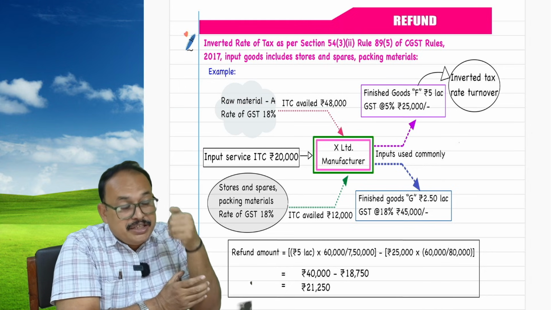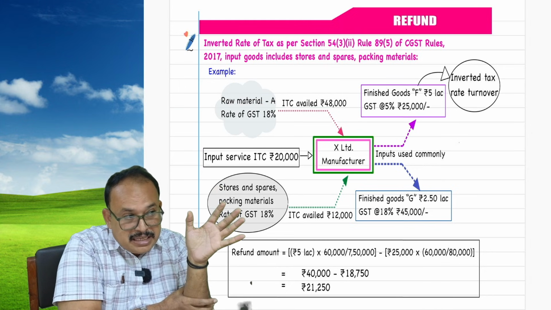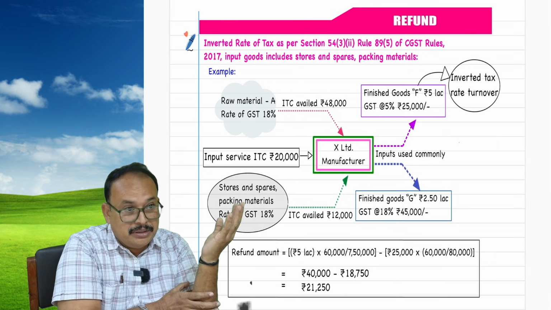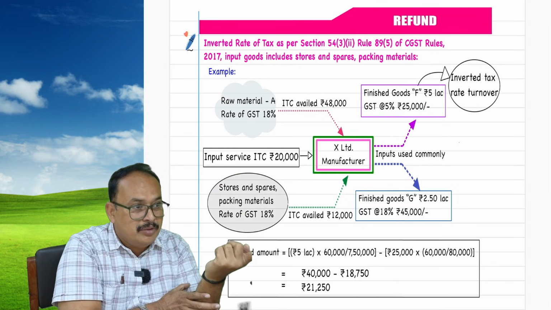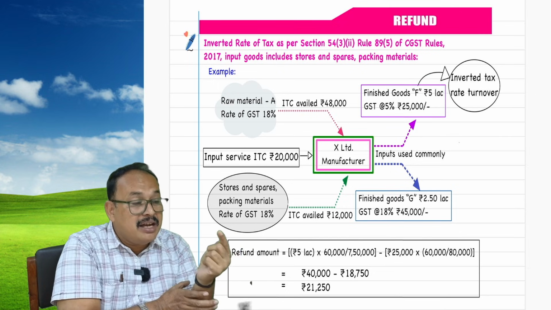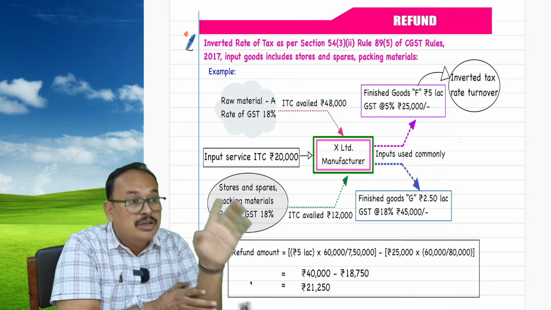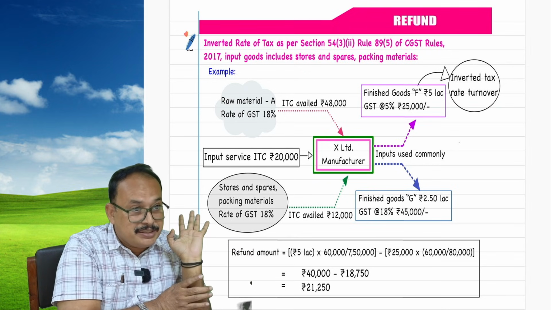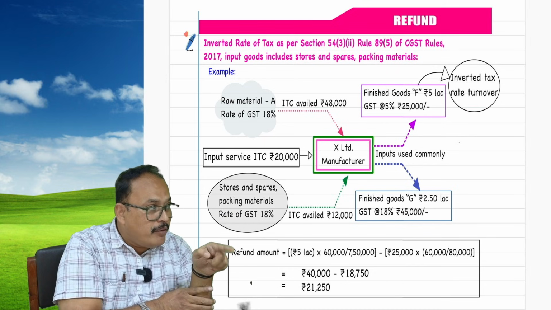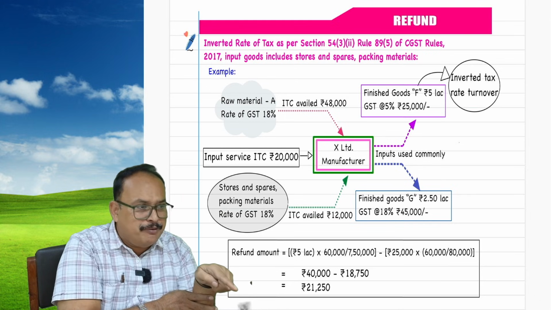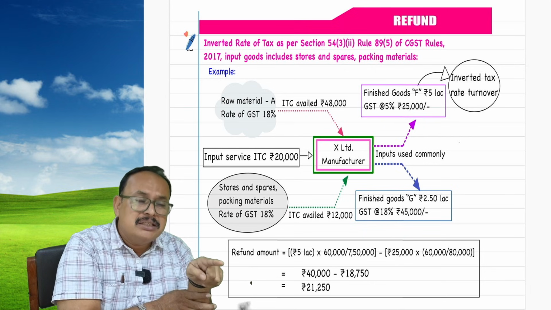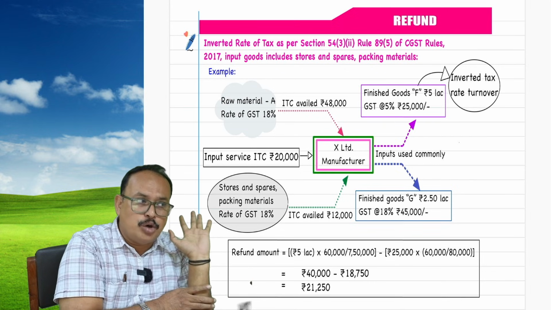60,000. Finished goods at 5% GST, 5 lakh rupees turnover, GST 25,000, is the inverted turnover. 2.5 lakhs at 18% GST, GST thereon 2.5 lakhs into 18% equals 45,000. That is the normal turnover. Now in the given case, total turnover is 5 lakhs plus 2.5 lakhs equals 7.5 lakhs total turnover. Is that clear?